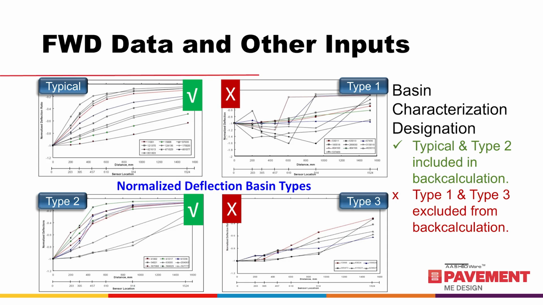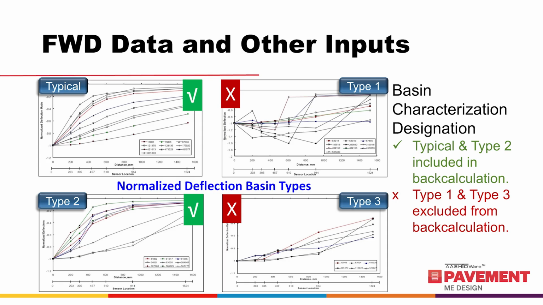For the typical basin, there is a consistent change or rate of decrease the further from the load, but for the type 2 basins, the rate of change can have a different curvature within the basins, but the deflections measured by sensors further from the loading plate continue to decrease. Conversely, type 1 and type 3 basins are inconsistent with elastic layer theory. The back-calculated elastic layer moduli can result in inappropriate values.